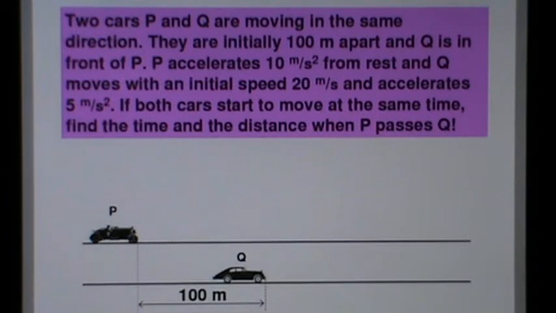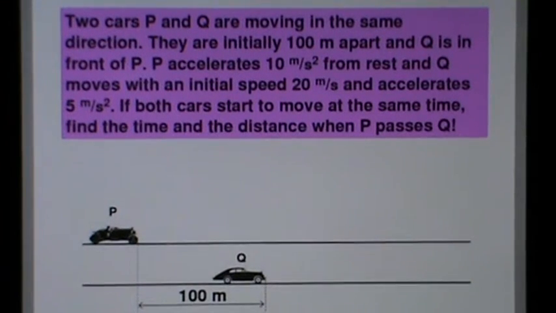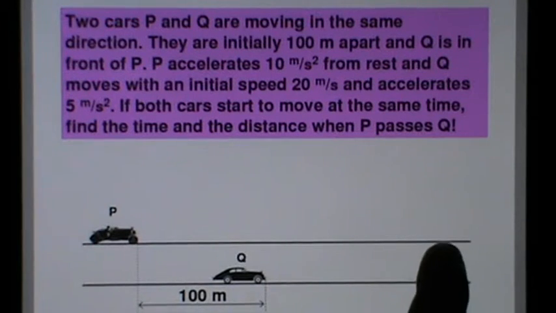This is the second problem. Two cars P and Q are moving in the same direction. They are initially 100 meters apart, and Q is in front of P. P accelerates 10 meters per second square from rest, and Q moves with an initial speed 20 meters per second and accelerates 5 meters per second square. If both cars start to move at the same time, find the time and the distance when P passes Q.